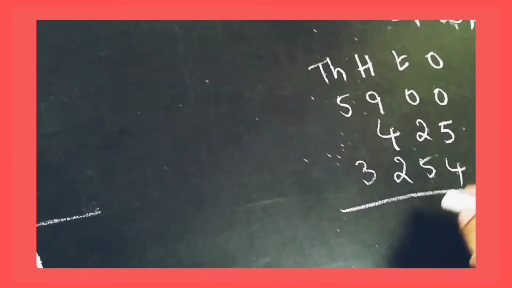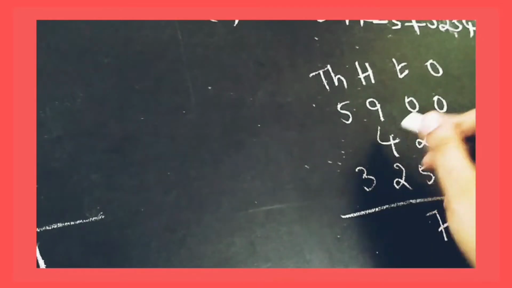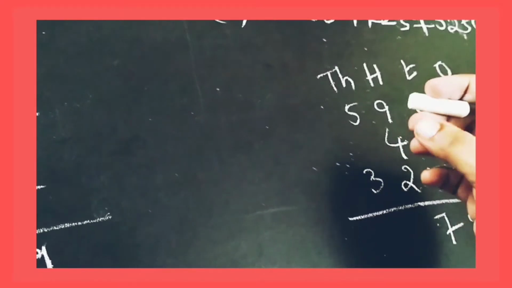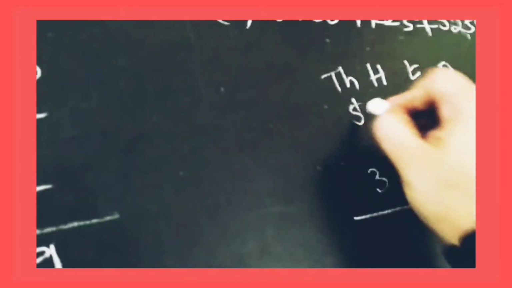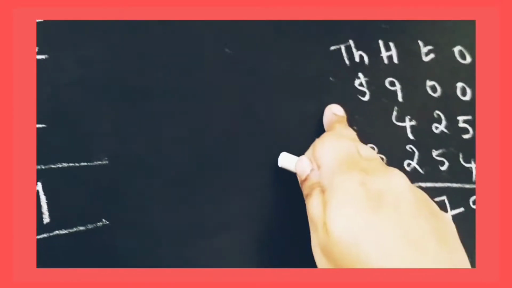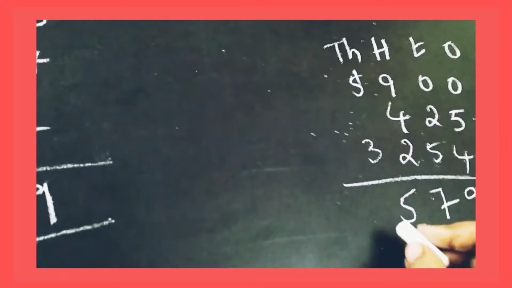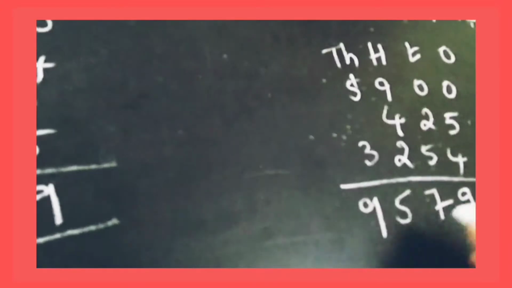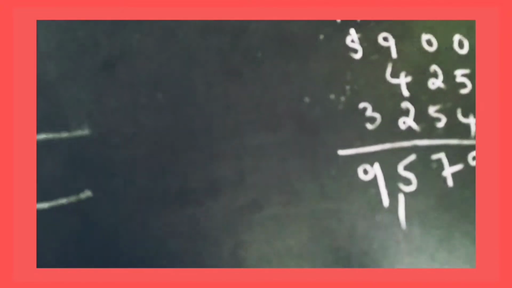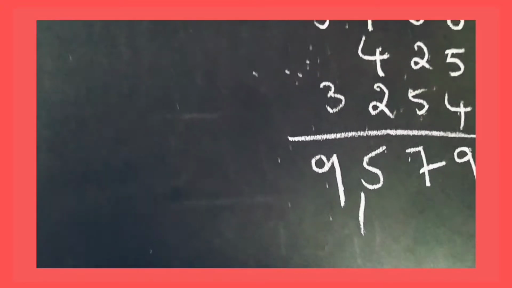5, 6, 7. 4, 5, 6. It is 6. 9 plus 6, 10, 11, 12, 13, 14, 15. Now 5, 6, 7, 8, 9. So it is 9579.